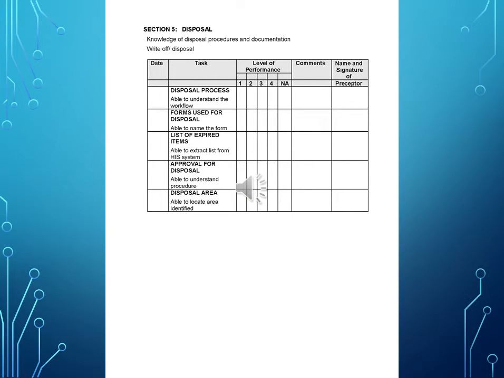Section 5. Disposal. Disposal procedures and documentation. Write-off and disposal. Date, task, level of performance, comments, name and signature of preceptor. Disposal process: able to understand the workflow. Forms used for disposal: able to name the form. List of expired items: able to extract list from HIS. Approval for disposal: able to understand procedure. Disposal area: able to locate area identified.